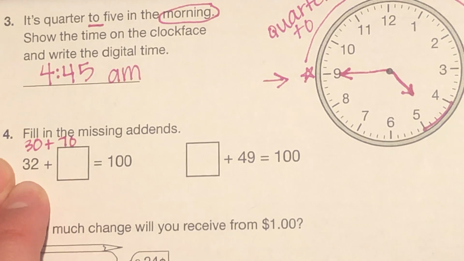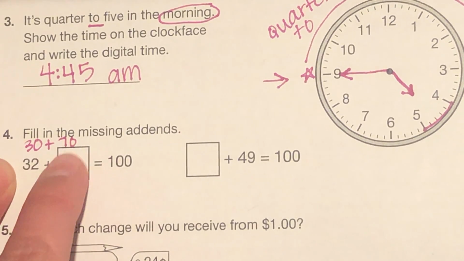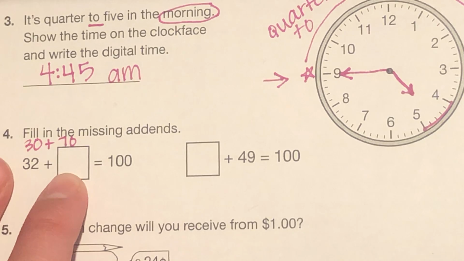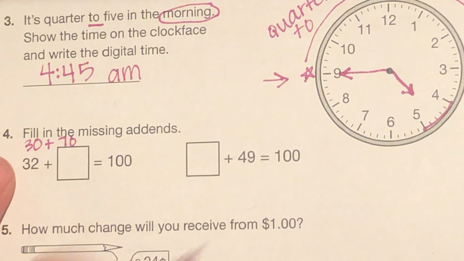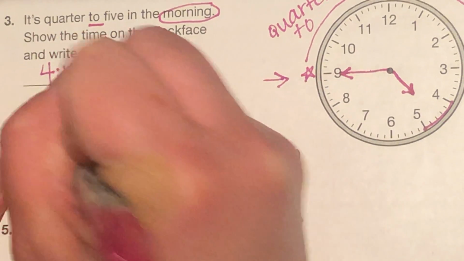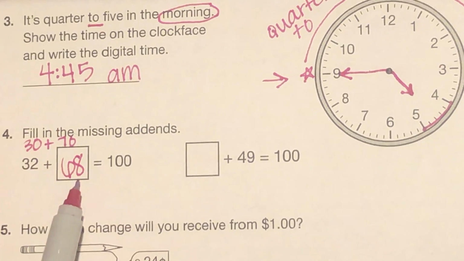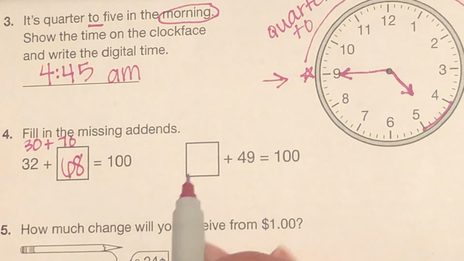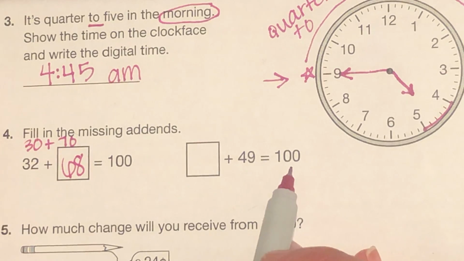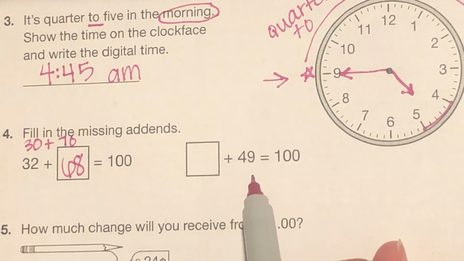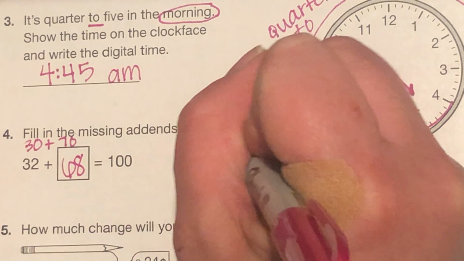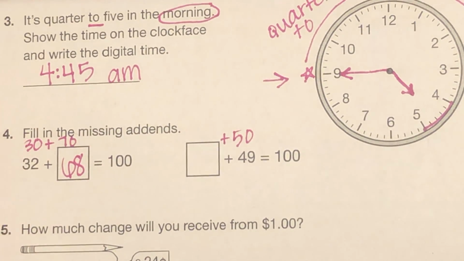So I add 2 to 30 to get 32. So I need to take 2 away from 70. What is 2 less than 70? 68. So 32 plus 68 equals 100. Now blank plus 49 equals 100. I'll try not to give you the answer early this time. What are we going to round 49 to? We'll round that to 50. What plus 50 always equals 100? 50.